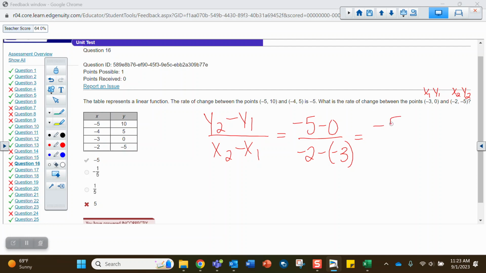-5 minus 0 is -5. -2 minus a negative becomes plus a positive. -2 plus 3 is 1, so we get -5 as the rate of change. And since it's linear, they did tell us it was a straight line. We didn't even actually have to calculate that because when it's a straight line, the rate of change is the same all the way through.